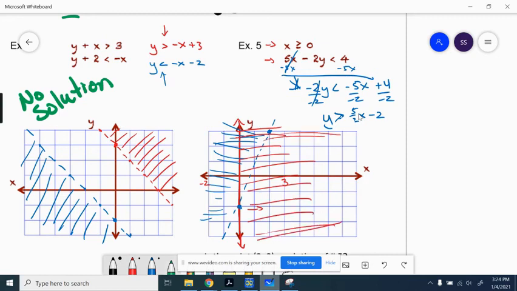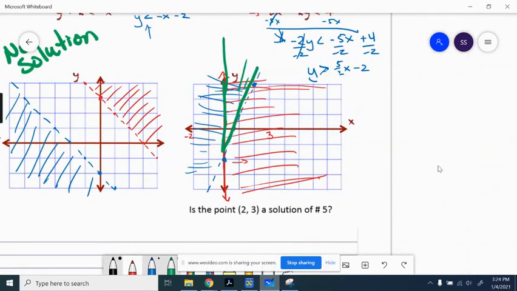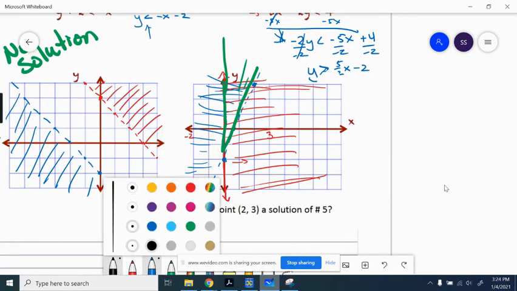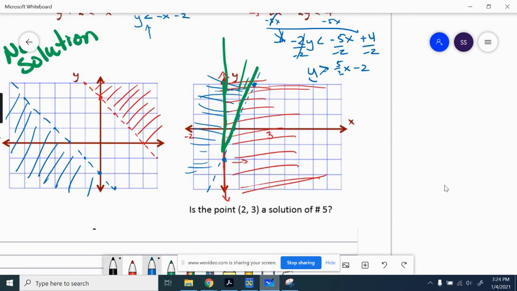And so where is the overlap? It looks like it's right in here. There's the sweet spot. And there we go. There's your solution. We got one more. Is the point (2, 3) a solution to number 5? Let's take a look. Let's get out the black pen here. 2, 3. So go over 2, up 3. That is right here. And that is on the dotted line. So no, it is not a solution because it's on the dotted line.